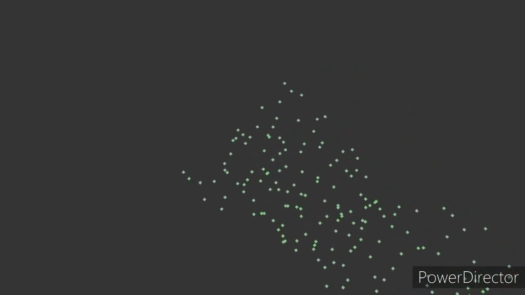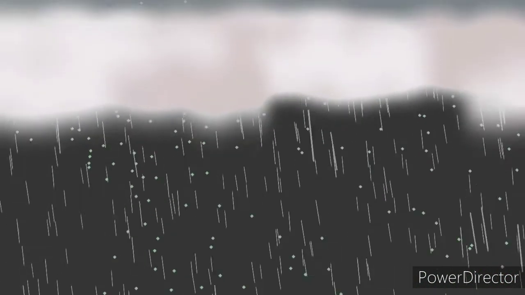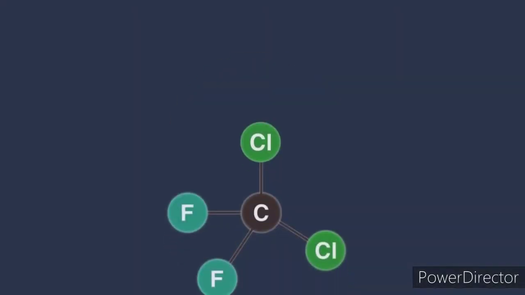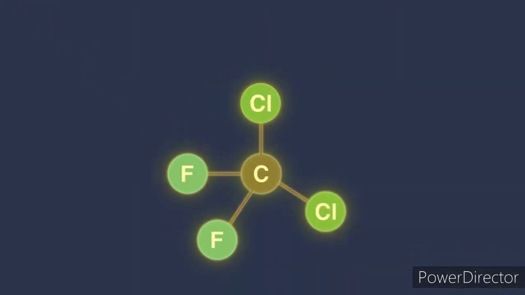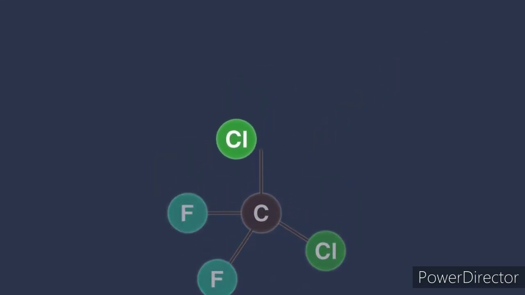Well, CFCs are so inert that they do not get washed out in the rain or broken down in the troposphere, so they diffuse up into the stratosphere. Use your knowledge about how ozone is formed to think about what might happen to CFCs in the stratosphere. Pause and think. Here they are bombarded with ultraviolet light, which breaks chlorine atoms off the molecule.